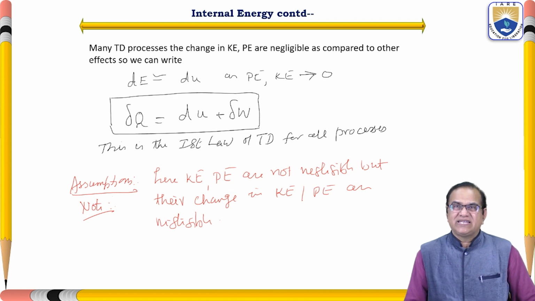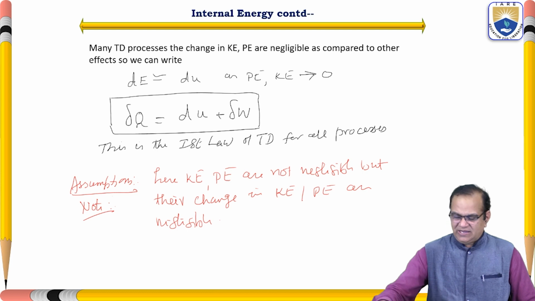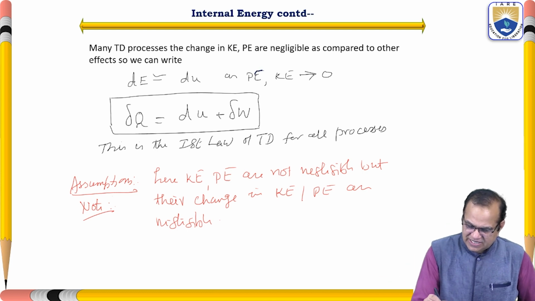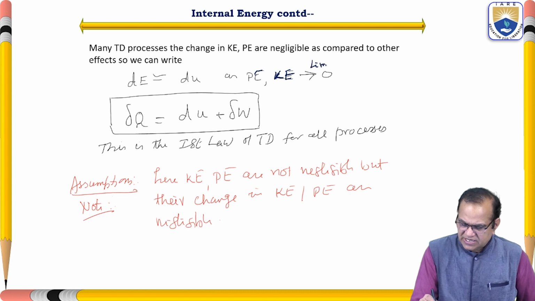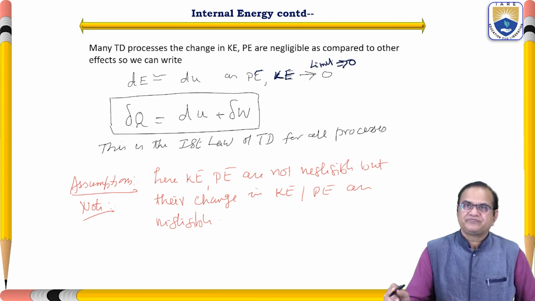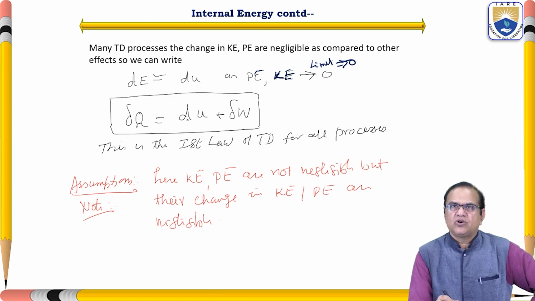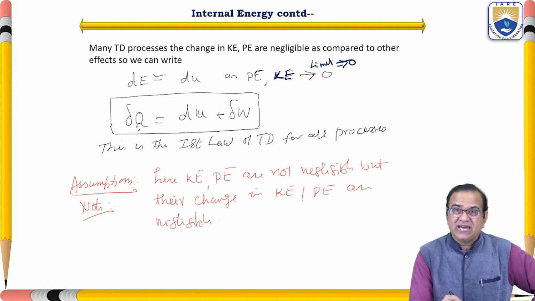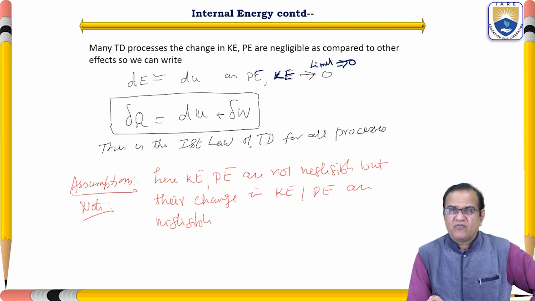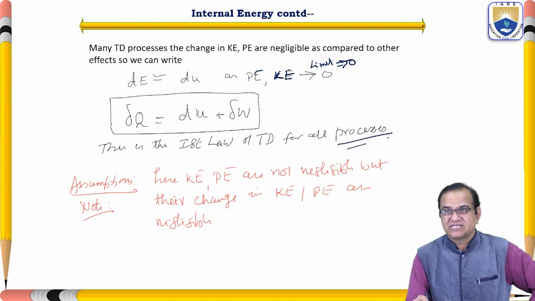So we can write that dE is equal to dU, where U is the specific internal energy, when the potential energy and the kinetic energy changes tend to 0. So δQ is equal to dU plus δW. Here we write dU but δ for Q and W because U is a property. So this is the first law of thermodynamics for all processes.